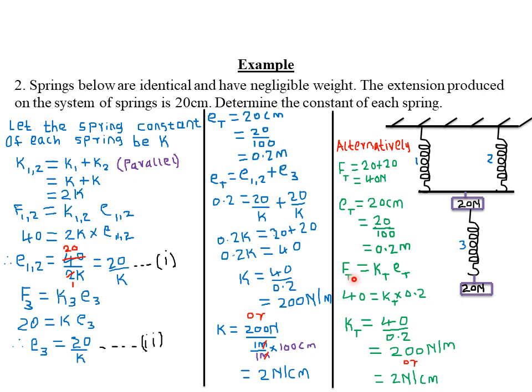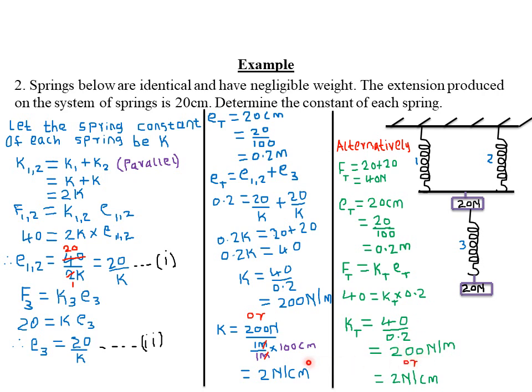So force, that is the total force acting on the system, which is 20 plus 20, which is 40 Newton, must be equal to the K total times the E total, that is the total extension. The total force acting on the system is 40 Newton. The total extension acting on the system is 0.2 meter. So if 40 is equal to K total, that is the spring constant for the whole system, times 0.2, I divide both sides by 0.2, I will obtain K total being equal to 40 divided by 0.2. So 40 divided by 0.2, you will obtain 200 Newton per meter.